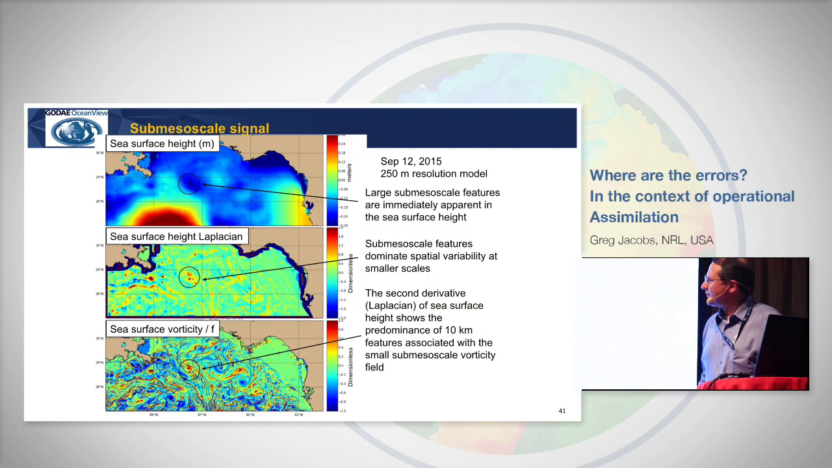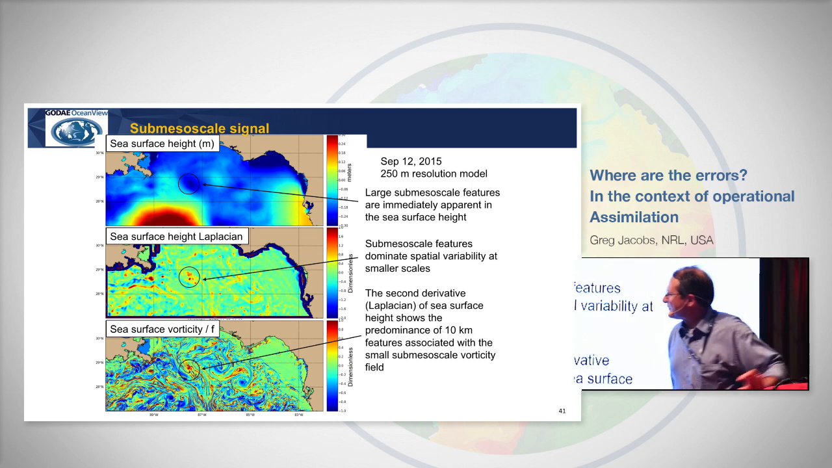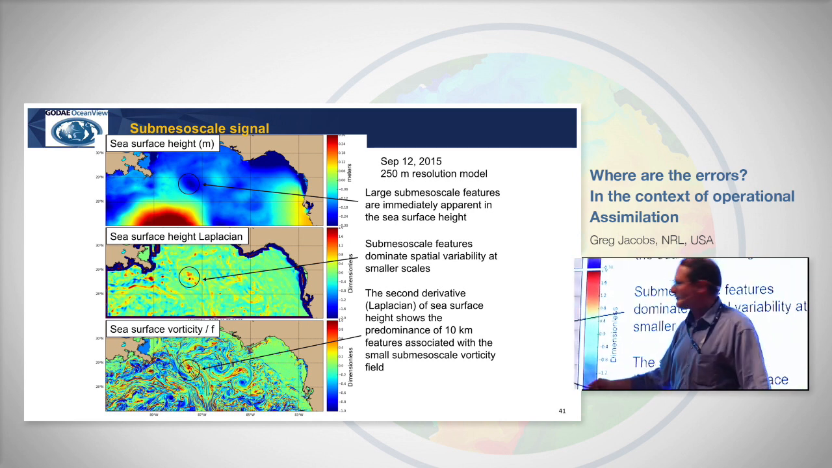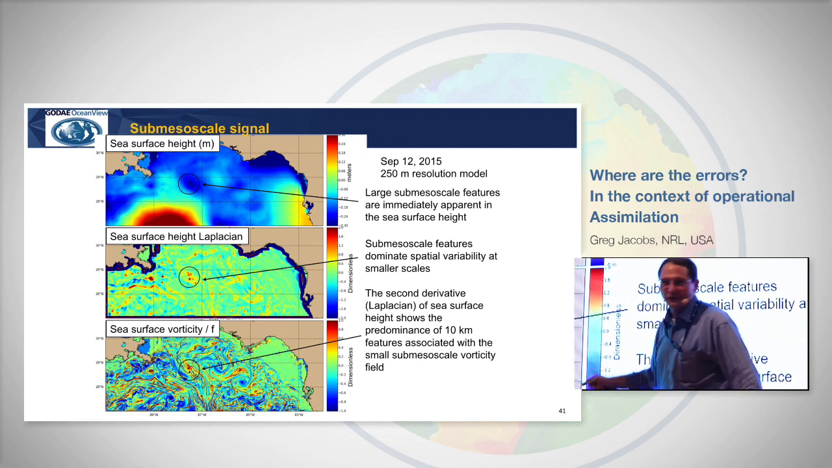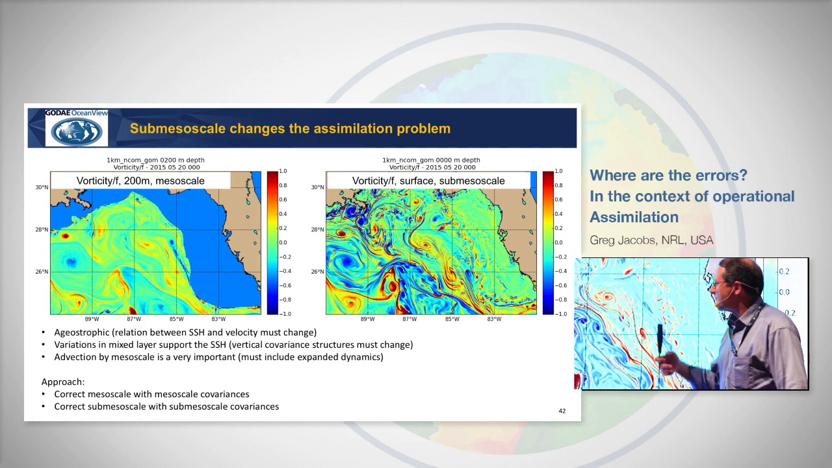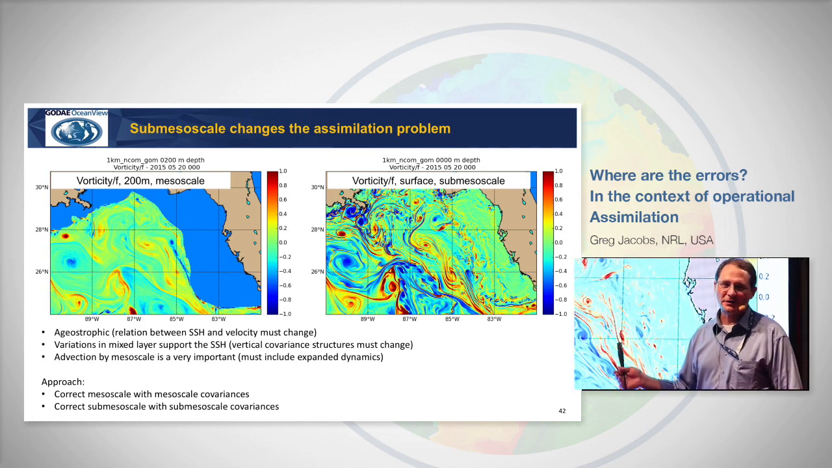Go SWOT. There's sub-mesoscale, so there's a 250-meter resolution model. The thing with the sub-mesoscale, here's the sea surface height, the Laplacian of the sea surface height, which is geostrophic vorticity, compared to the actual vorticity. So the sea surface height reflects those sub-mesoscale features, but the dynamics in those features are very different from what we've seen in mesoscale features.